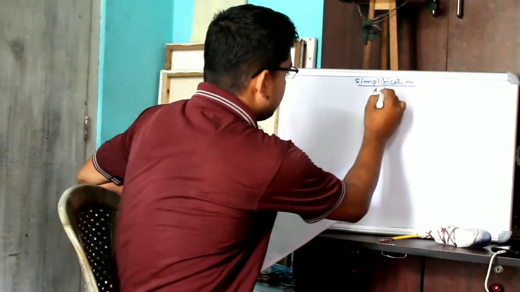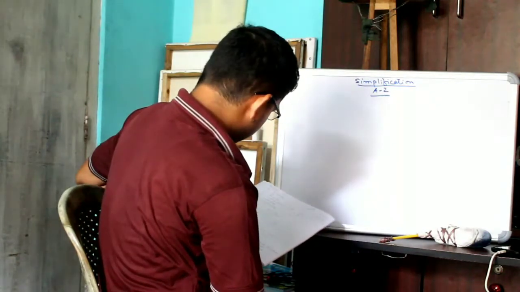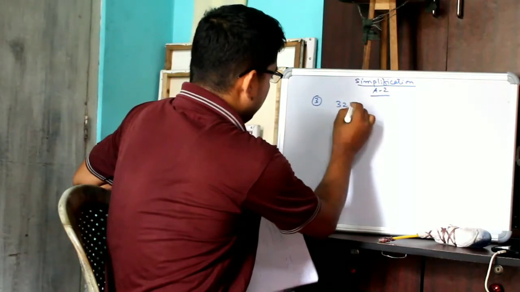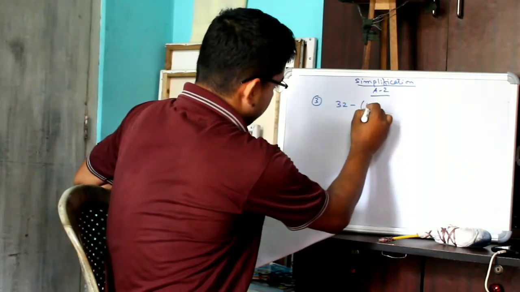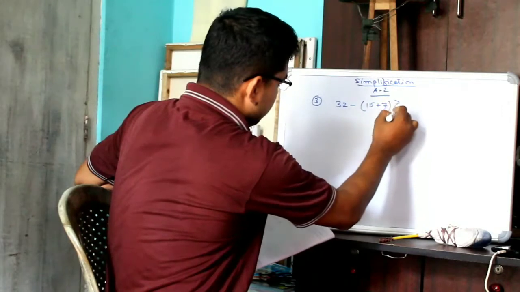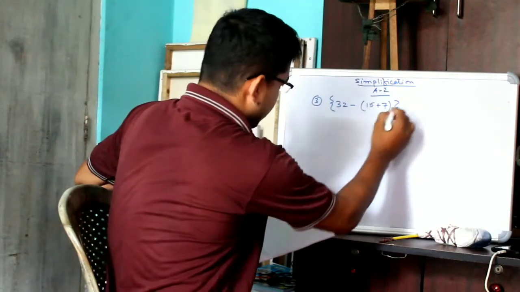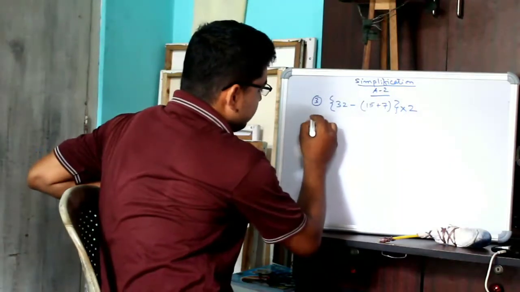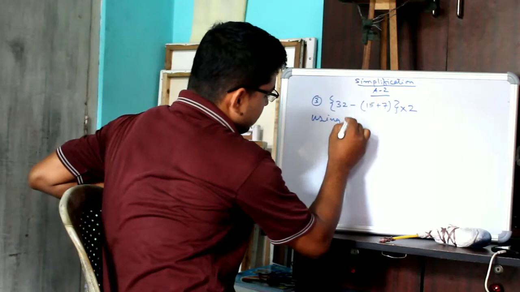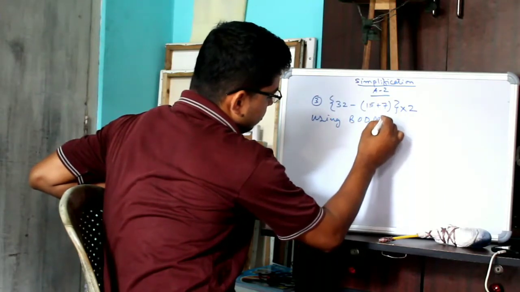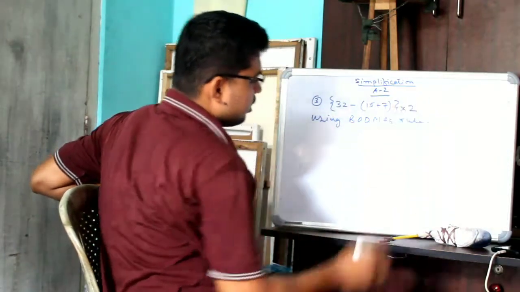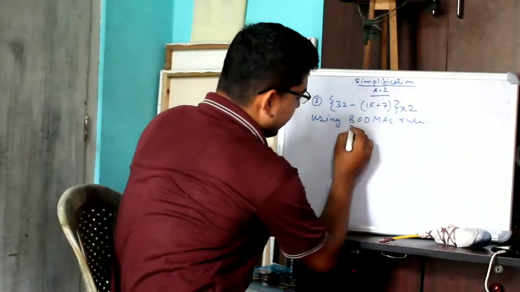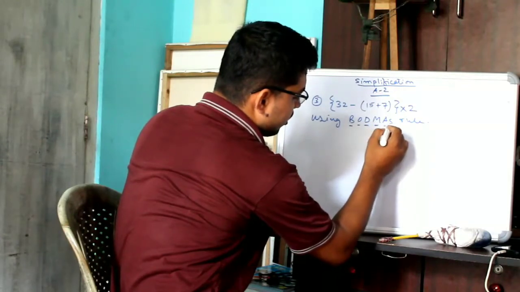Activity 2, number 3: 32 minus (15 plus 7) into 2. Okay, using the BODMAS rule. See the BODMAS rule: first bracket, then of, then division, then multiplication, then addition, and then subtraction.